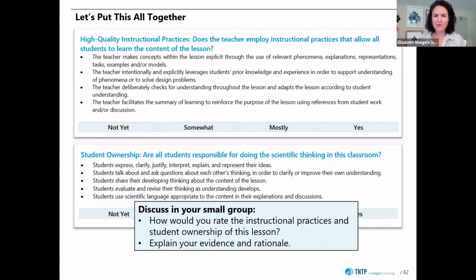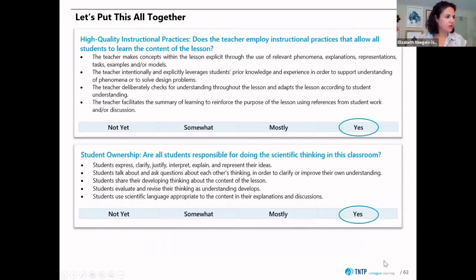Okay, welcome back. I hope you had time to norm on those 2 sections of the walkthrough tool. In our next practice, we're going to think about feedback and application of the tool. We had a shorter amount of time in there, and I just want to quickly give you the ratings, which are both yes for this video.